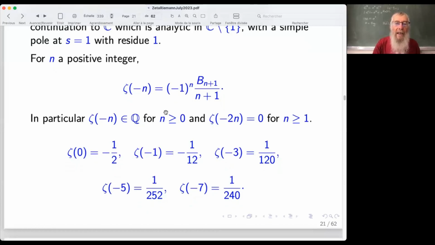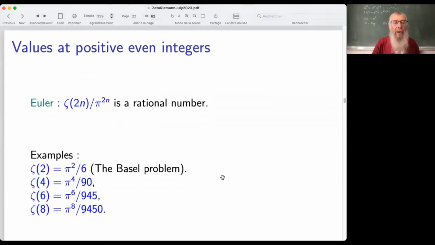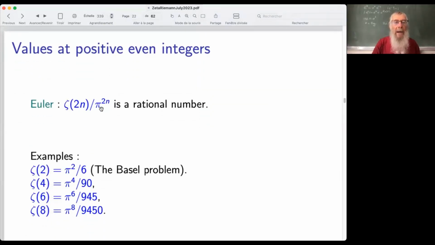Okay, so after the negative integers, we look at something which is maybe easier to understand, which is the values at the positive even integers. We will say a few words about the positive odd integers, but let me say right now that very few things are known on the positive odd integers. So we consider the positive even integers. And Euler proved that zeta of 2n divided by pi to the 2n is always a rational number when n is an integer which is strictly positive, at least 1.